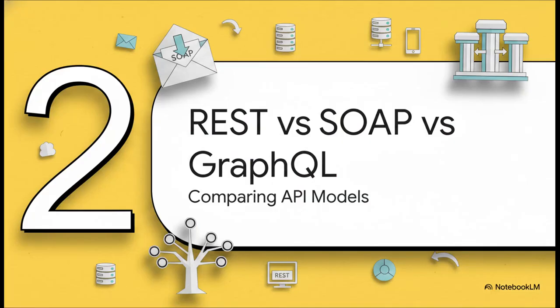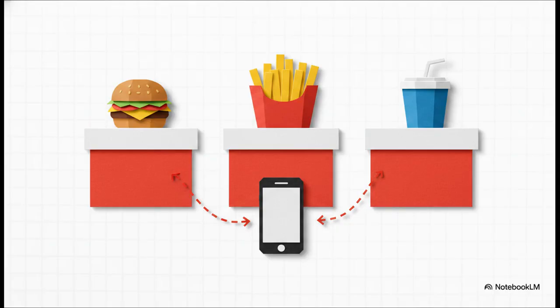Section 2. REST versus SOAP versus GraphQL. Let's compare these models. To make this really click, I love using a fast food analogy. Think of REST like a standard fast food menu. If you want a burger, you go to the burger counter. In REST, these counters are called endpoints, and they look just like standard web URLs. It uses a data format called JSON, which is incredibly lightweight and super easy for both us and computers to read.